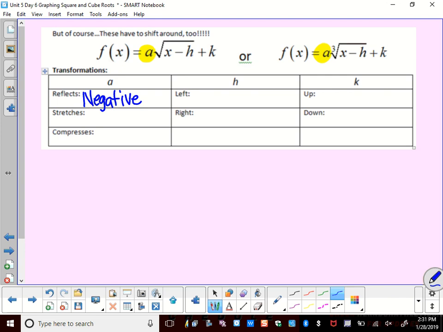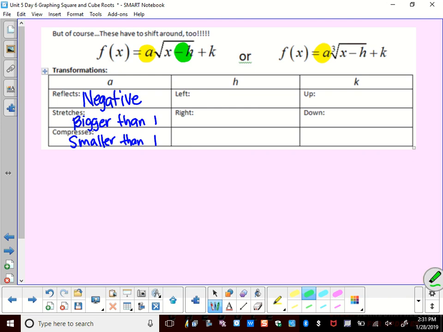How do I know if it stretches? My a has to be what than 1? Bigger than 1. And if it compresses, smaller than 1. Meaning it has to be a fraction less than 1. There can never be like negative 1/2. It could. It would reflect and compress. That 1/2 is less than 1, and that negative reflects.